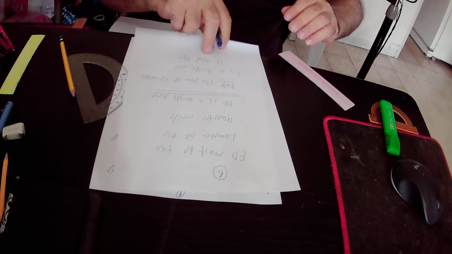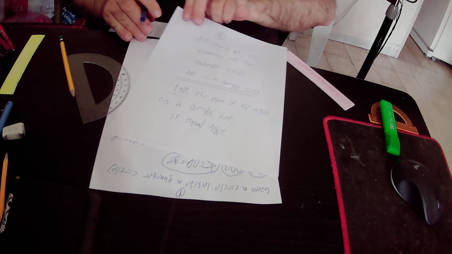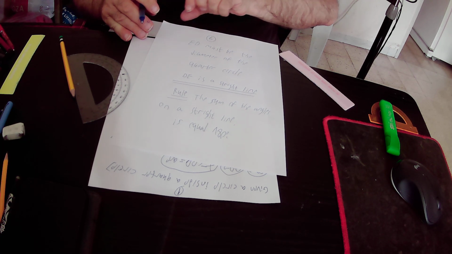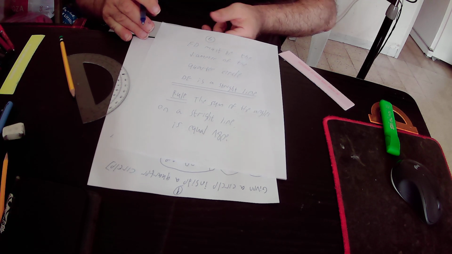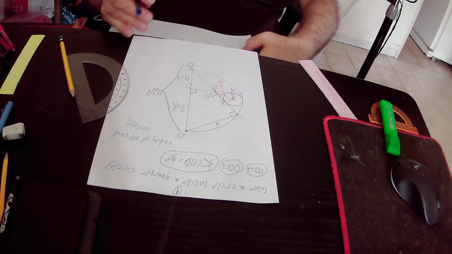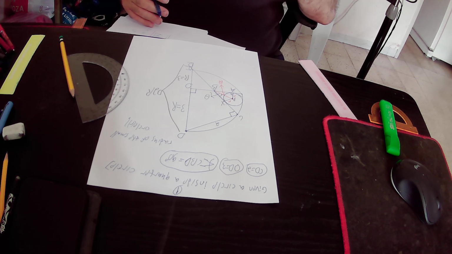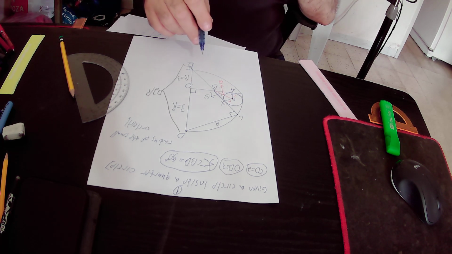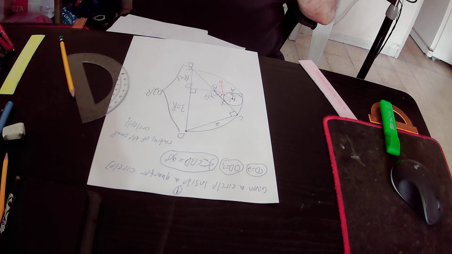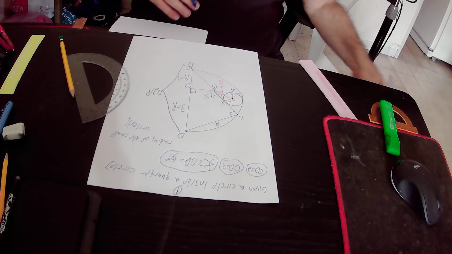I will read the rule again. The rule states that the sum of the angles on a straight line is equal to 180 degrees. So, because DE is a straight line, the sum of the angles at point O on the straight line DE must be equal to 180 degrees, according to the rule that I stated.